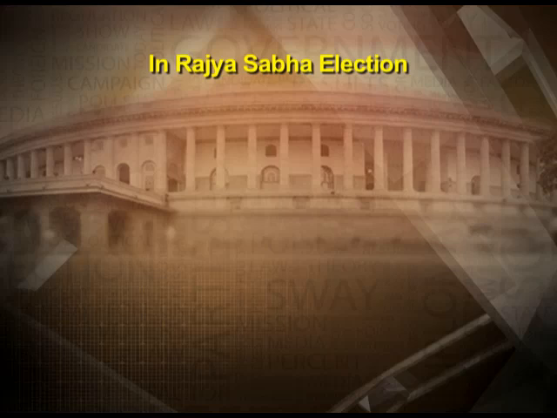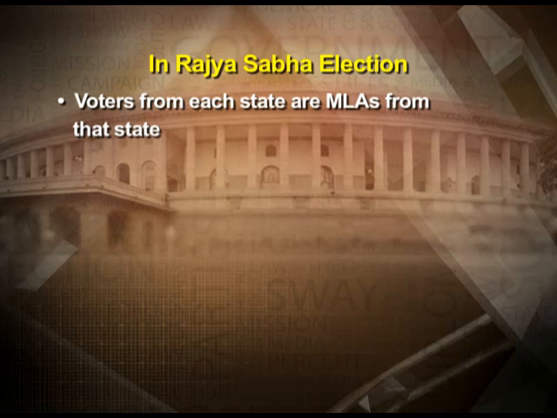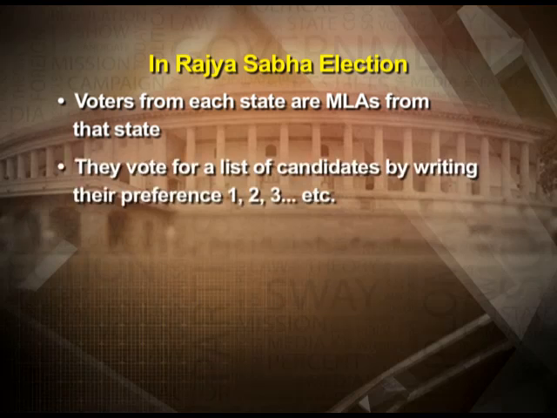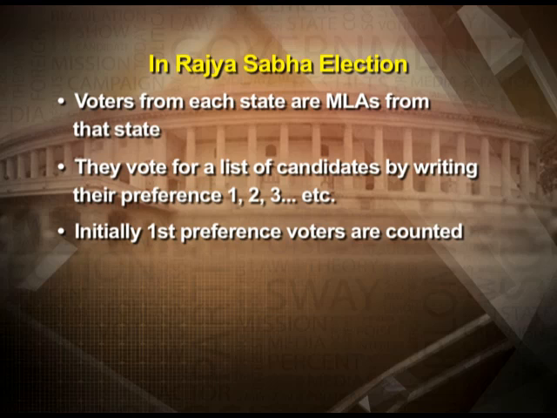Now, in the Rajya Sabha election, it is not a method of stamping for a particular candidate. We generally, when we vote, stamp for a particular candidate and leave the names of the others blank. But in a Rajya Sabha election, the voters, who are MLAs from that state, actually write their preferences like 1, 2, 3 against the names of the candidates. Initially, when the counting is done, only the first preference votes are counted. Whosoever have got first preference votes, their votes are counted.